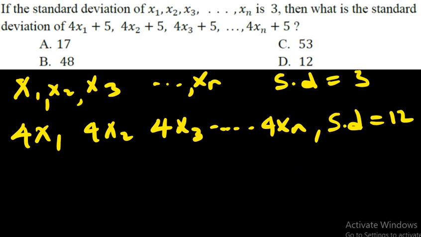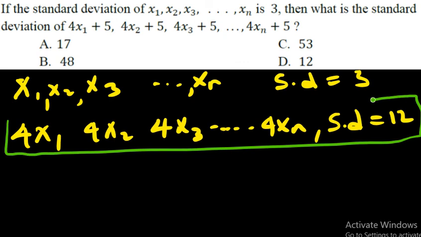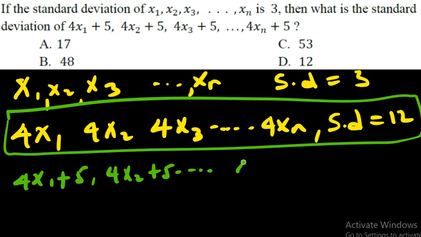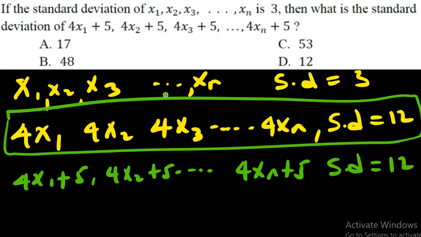Again, there is another rule. If you add a constant to each data, the new standard deviation will be the same as the original one. For example, we know the standard deviation of the middle part, because each data is multiplied by 4, so the new one becomes 12. So what if I add a constant to each, according to the rule? 4x1 plus 5, 4x2 plus 5, and if I continue like that until 4xn plus 5. If I add 5 to each, the new standard deviation will be the same as the original one. So no change here. The answer will be D.